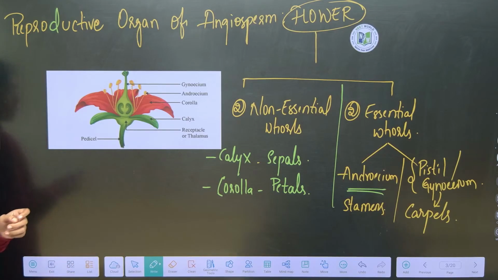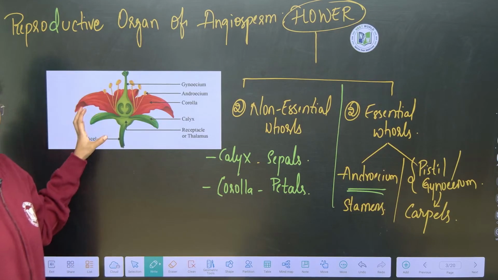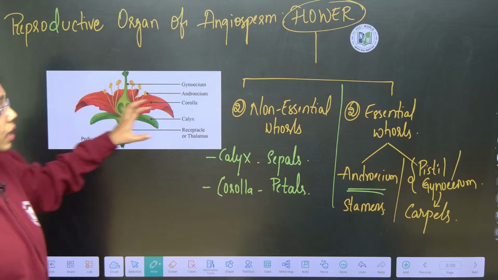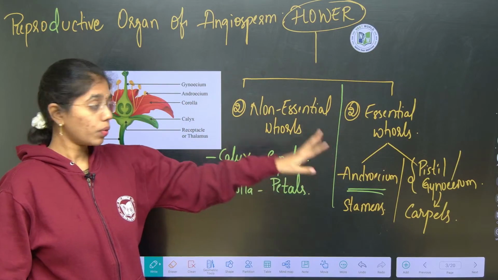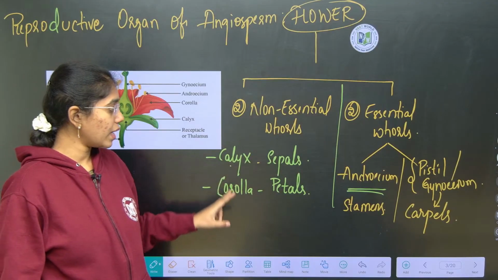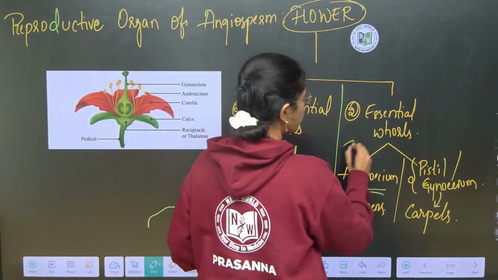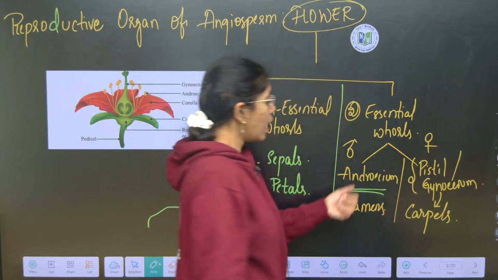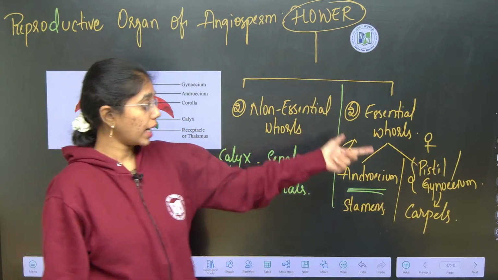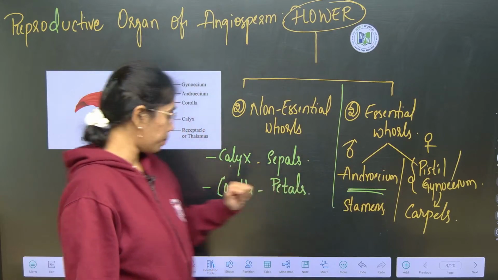So, here if you see the reproductive structure of the angiosperm, which is flower, non-essential whorls and essential whorls. Non-essential whorls consist of calyx, corolla. Essential whorls consist of male reproductive structure androecium, female reproductive structure gynoecium. Androecium consists of stamens and gynoecium consists of pistil or carpels.